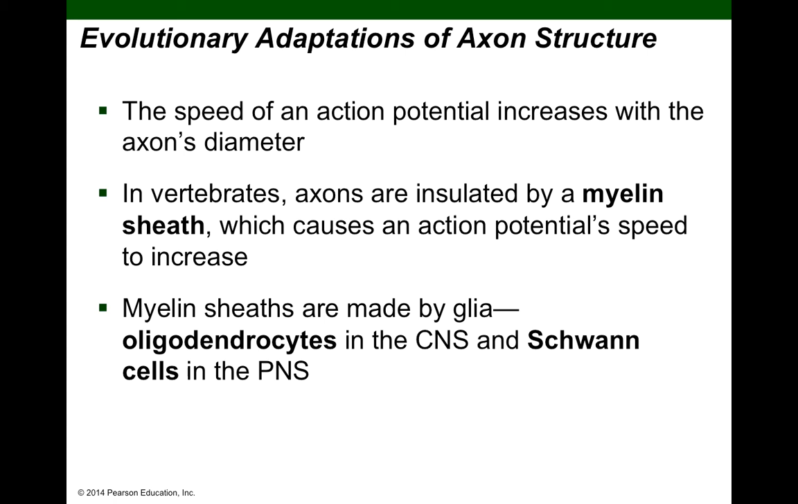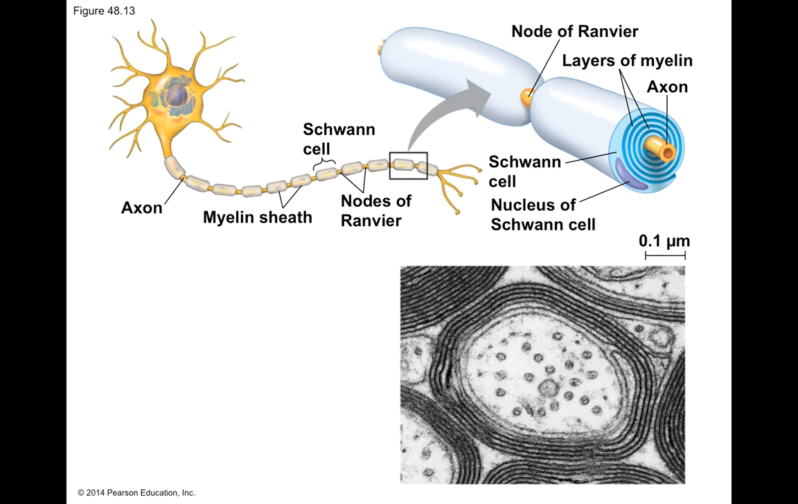There are 2 types of glia depending on the part of the nervous system they're in. Glia in the CNS are called oligodendrocytes, and glia in the PNS are called Schwann cells. These specialized cells wrap themselves around the axon so that it has many layers of membrane around it. Note that the myelin forms what looks like beads going down the axon. The spaces or gaps between the beads are called the nodes of Ranvier.